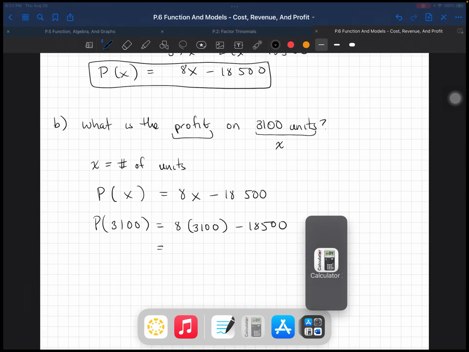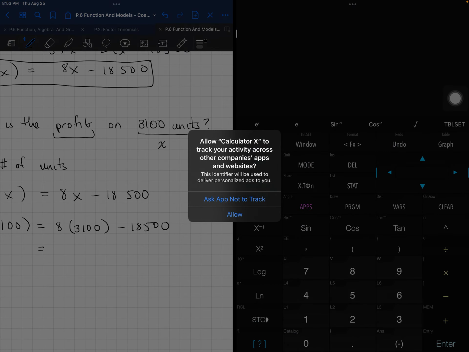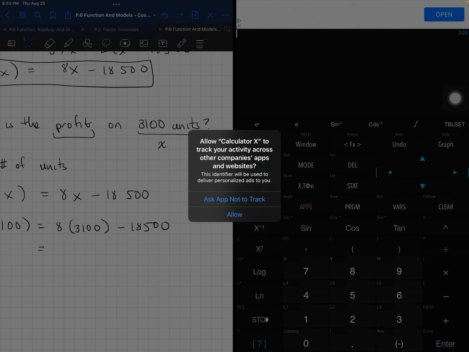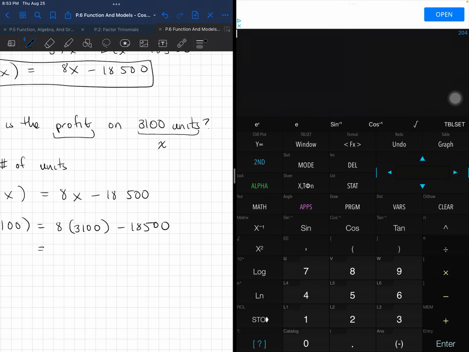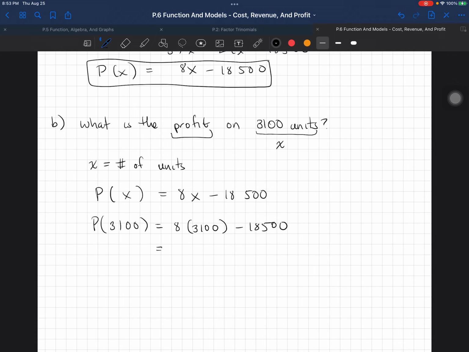So now you put this in the calculator and multiply. I have a calculator here, so I'll drag it right here, and let's play around with that. So what we're going to do is 8 parentheses, 3,100 close parentheses minus 18,500, and that gives us 6,300.